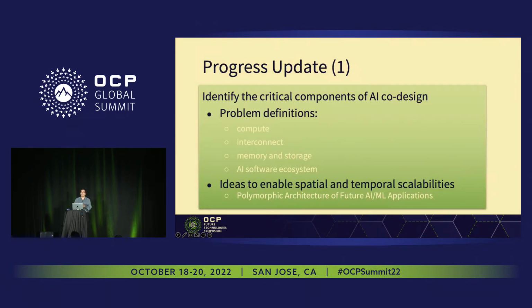So based upon all those studies and also the discussions and the chart of the group, we did make some progress towards this goal. The first one is we identified the critical components of AI co-design, and we studied detailed problems in each of these domains in terms of compute, interconnect, memory and storage, and AI software ecosystem. And we also identified ideas to enable spatial and temporal scalability, and this so-called polymorphic architecture for future AI ML applications. So this is exactly the topic we are going to discuss in our breakout session.